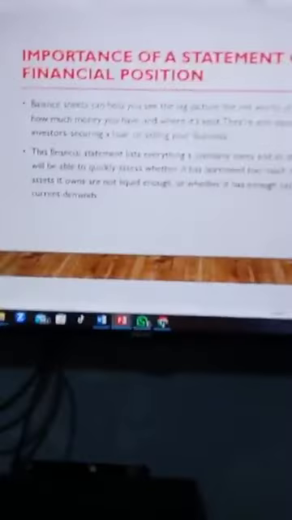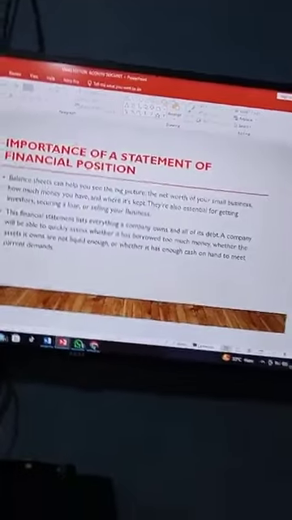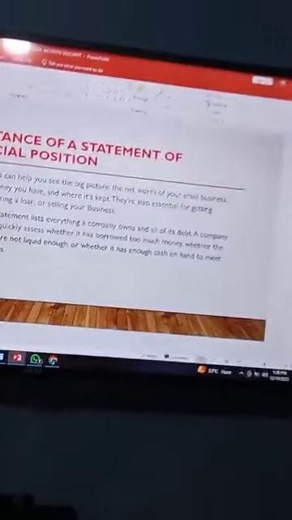Our time is almost up. Okay, so the importance of the statement of financial position: it can help you see the big picture, the net worth of your small business. Yes, a balance sheet will show the net worth of a business. This financial statement lists everything the company owns and all of its debts.